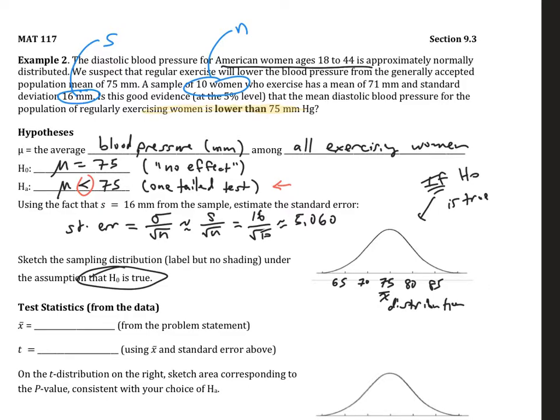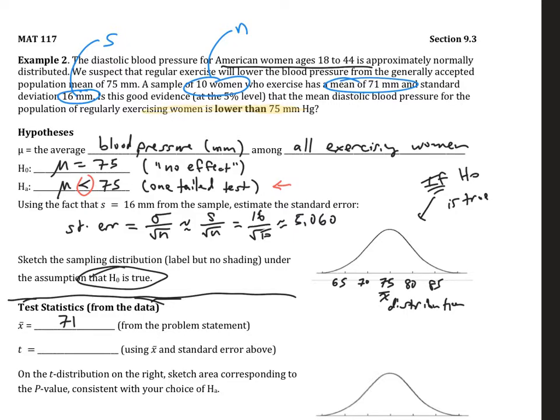If the null hypothesis is true, now I take data and I compare my actual data collected to that hypothetical picture. So in the problem statement, it tells me the X bar, the mean of the sample that I collected. It says that that is 71 right there. So that 71 is the mean among the 10 women who exercised. In other words, the mean among the sample that we gathered.